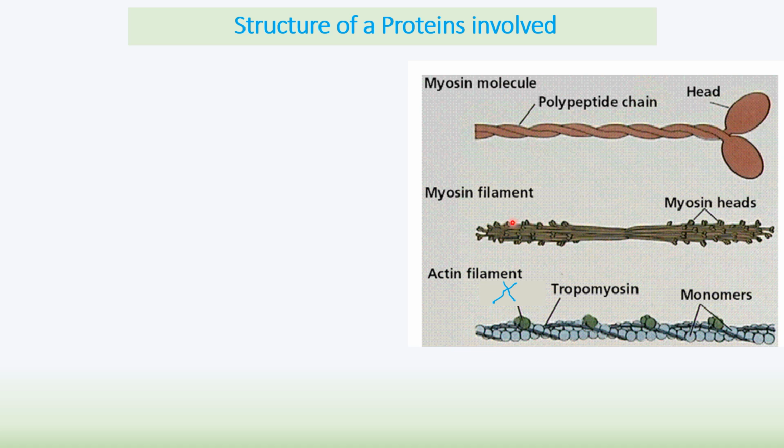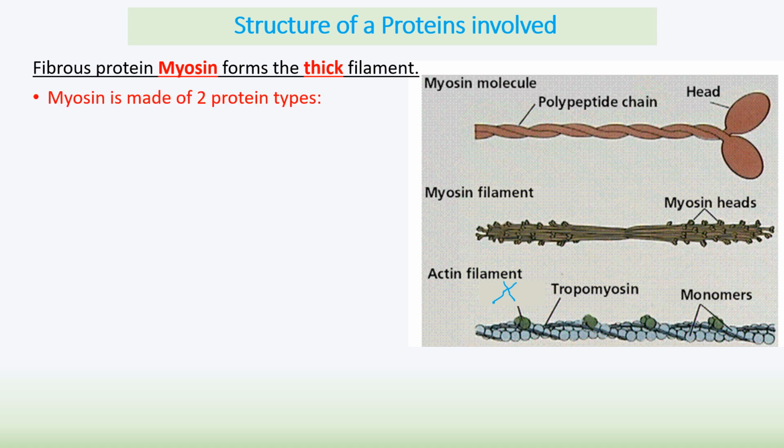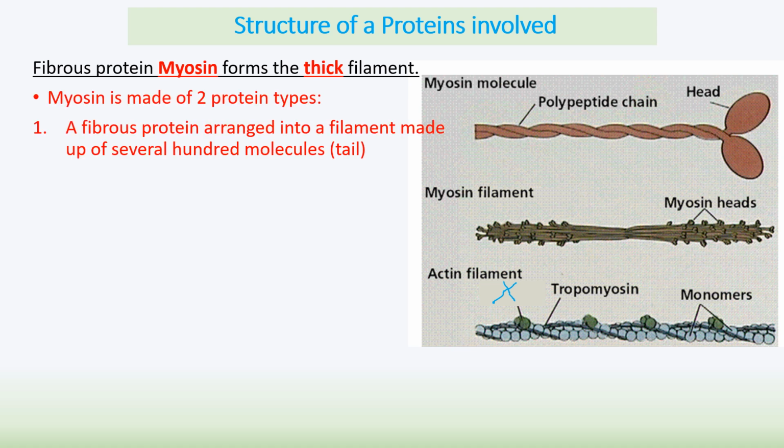There's lots of them together with lots of heads. And then you have actin, the thin filament. That actin has an extra protein wrapped around it called tropomyosin. So you need to be able to memorize the fact that the fibrous protein myosin forms a thick filament. It has two protein types, a fibrous protein arranged in the filament with lots of tails, and a globular protein with two bulbous structures making two heads at the end.